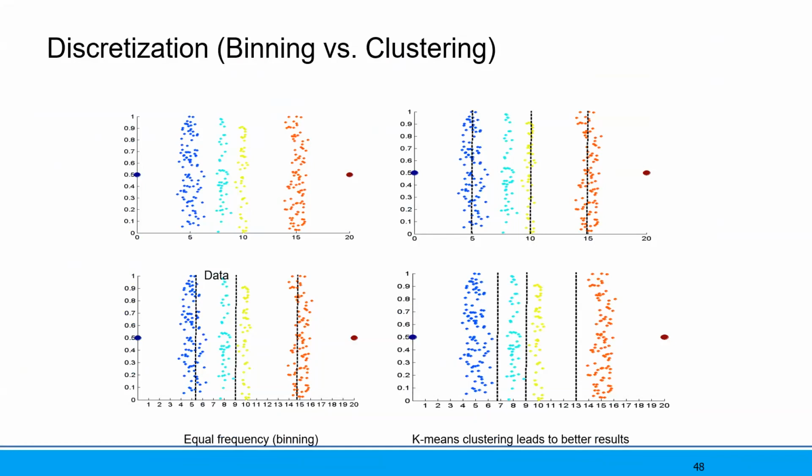But when you do the clustering, they will have the mid value is this one, mid value is this one, and the mid value is this one. So they can make a better category with the clustering instead of the binning. So we will learn more about this kind of way to do the discretization.